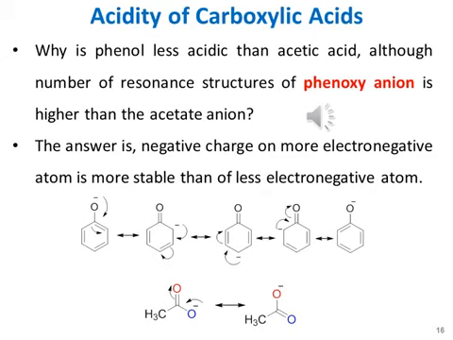Whereas in the case of phenol, when it loses a proton, the negative charge of the resulting phenoxy anion is resonating on the phenyl ring, which is composed of carbon atoms, so the negative charge is resonating on the carbons of the phenyl ring. In the case of the acetate anion, the negative charge is resonating on the oxygen atoms. Since the oxygen atom is more electronegative than the carbons of the phenyl ring, the acetate anion is more stable than the phenoxy anion, and hence acetic acid is more acidic than phenol.